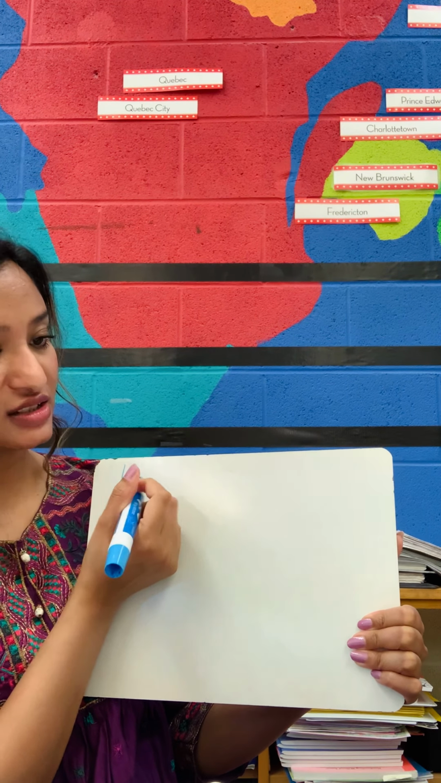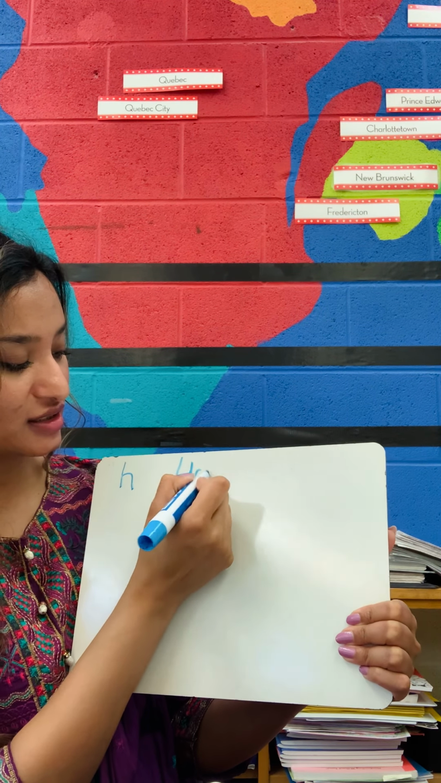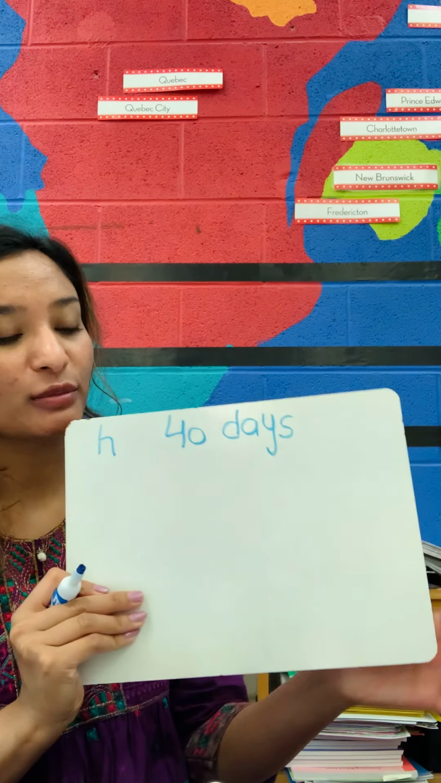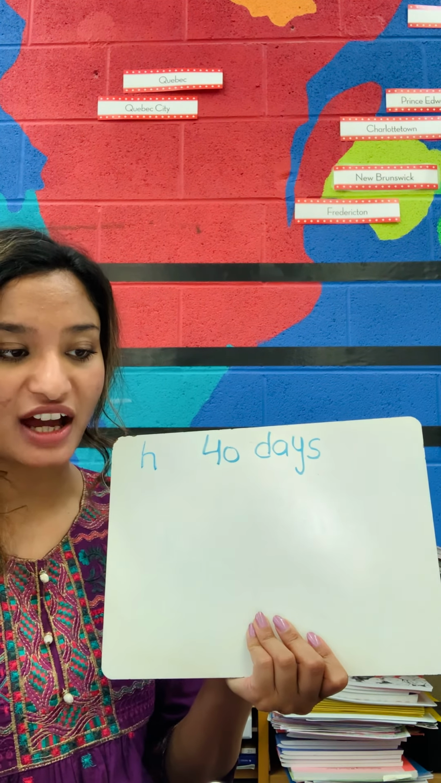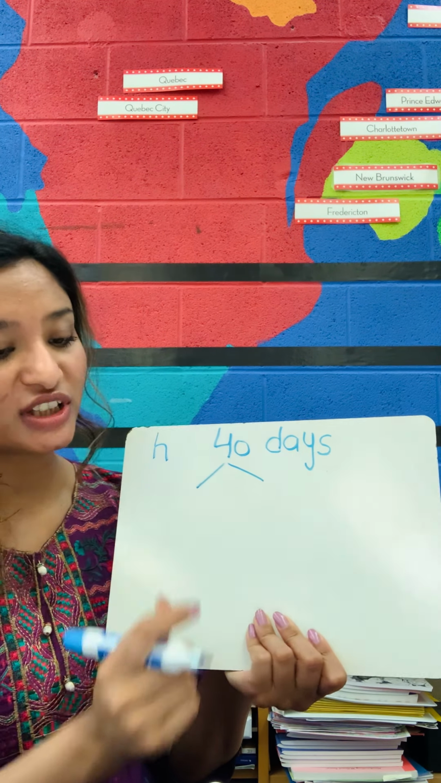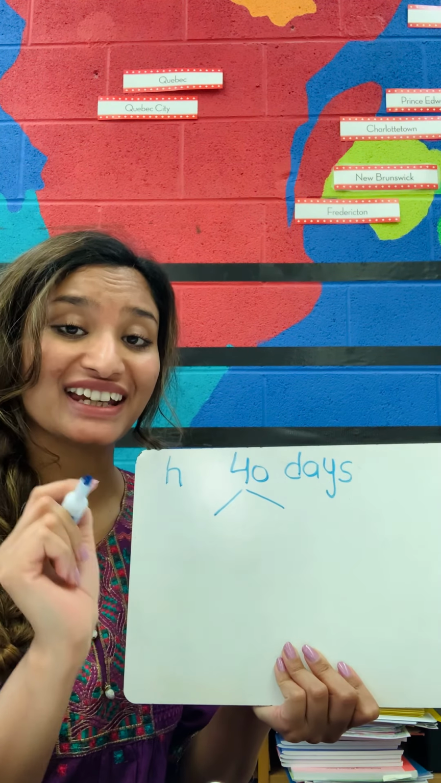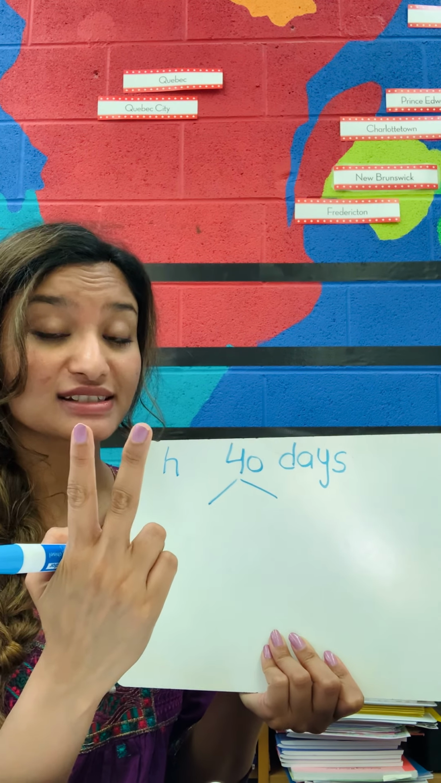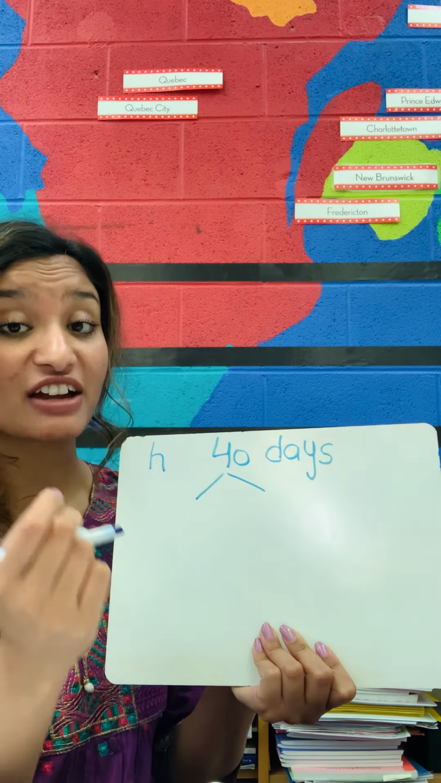Question H is, we have 40 days, and they want to ask how many weeks and how many days do we have. So all together in 40 days, we know that 1 week is made up of 7 days. 2 weeks are made up of 7 plus 7 days. That gives us 14, right?